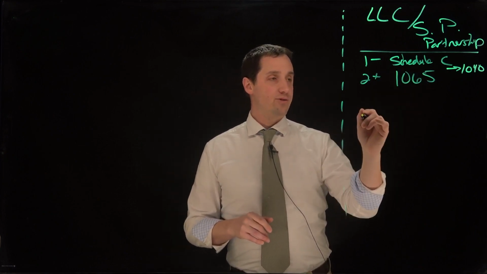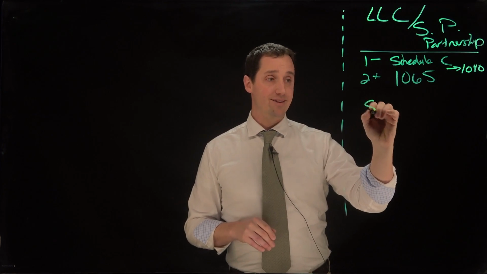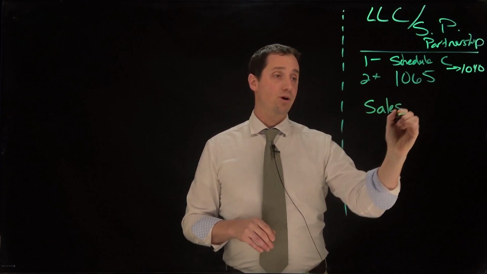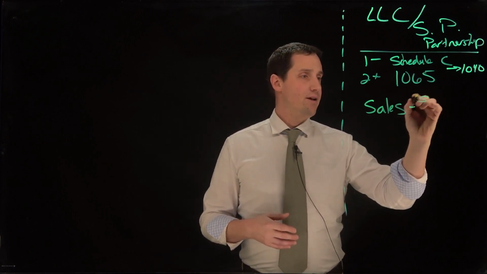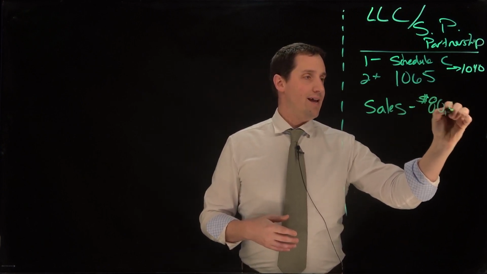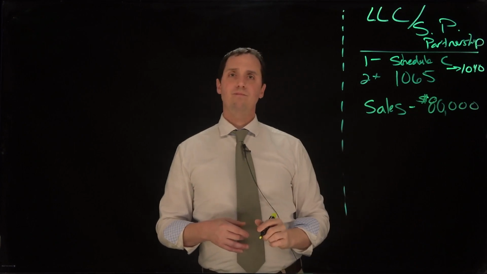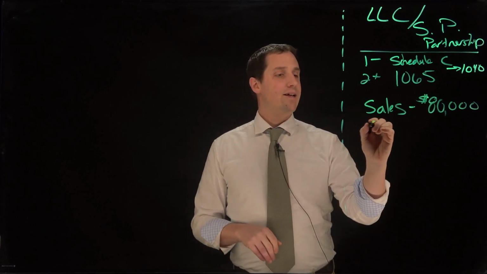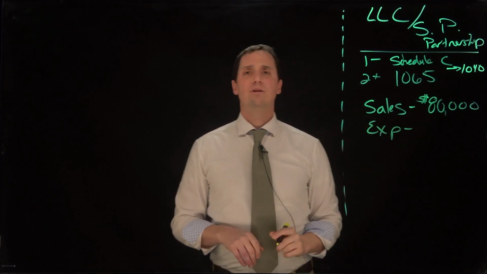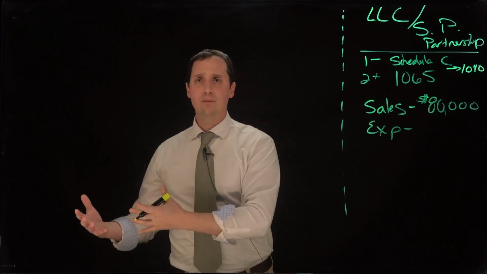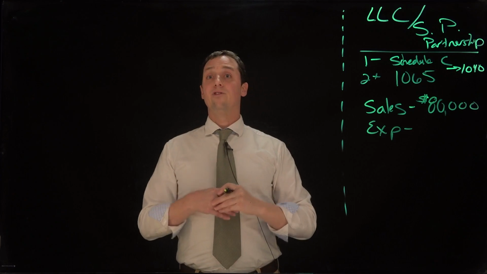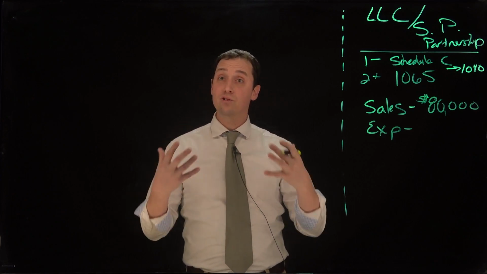So on the Schedule C or the 1065, basically, it's going to ask you, what did you have in sales, right? And let's say you had $80,000. Great. It's also going to ask you, what did you have for expenses, right? It might ask you for indirect expenses and direct expenses. The direct expenses, we call them costs of goods sold.